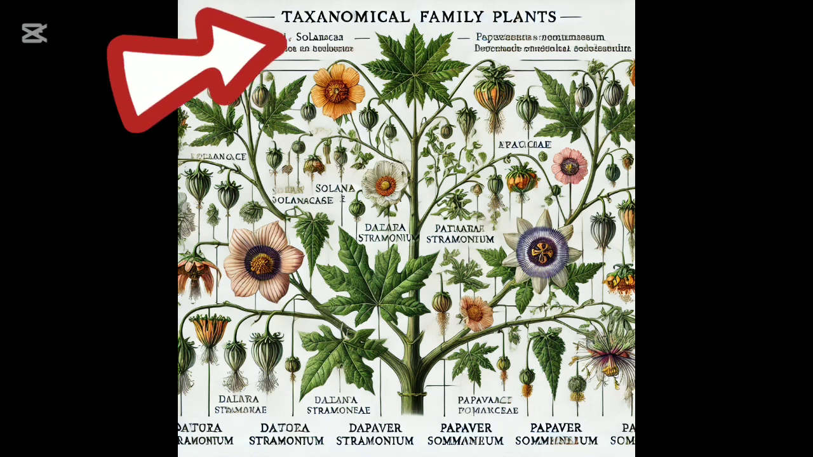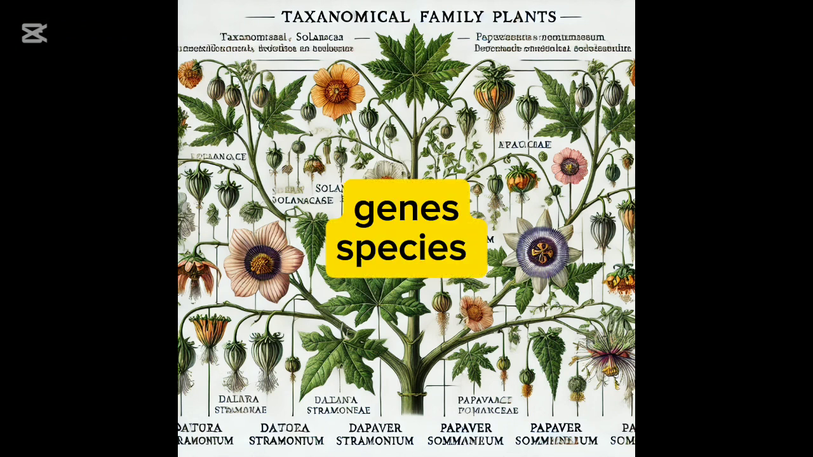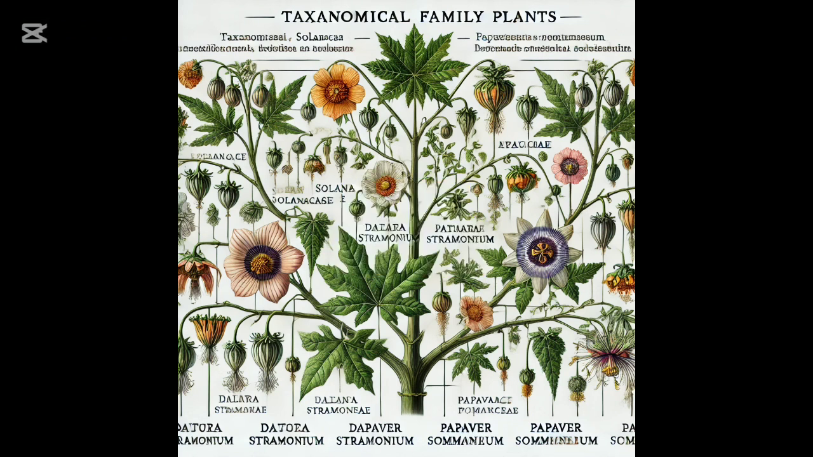3. Taxonomical classification. This method classifies drugs based on their biological family, genus, and species. It helps researchers understand plant relationships and detect adulteration. Examples include Datura stramonium, from the Solanaceae family, known for its hallucinogenic properties. Papaver somniferum, from the Papaveraceae family, the source of morphine. While useful for botanists, this method can be complex for pharmacists.